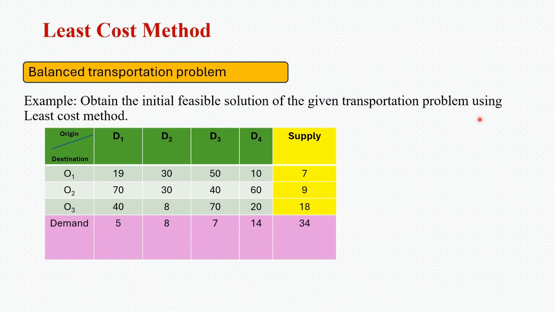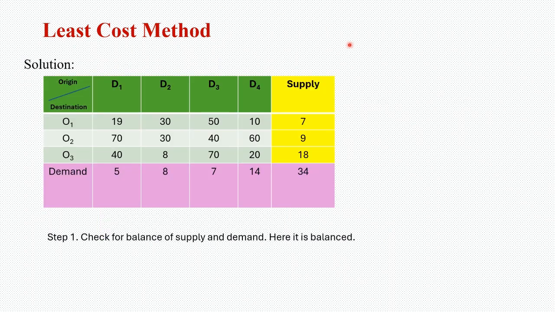Transportation problems are given in such tabular form. Here origin and destination are given along with supply and demand. Our objective is to transport the quantities from origin to destination in the way to reduce the transportation cost. Solution: this is the table. Step 1. Check whether supply and demand are balanced. So here we must calculate total supply by adding these 7 plus 9 plus 18, which comes to 34. Similarly, we must calculate total demand by adding these 5 plus 8 plus 7 plus 14, which again is 34. Hence here we see balance of supply and demand.